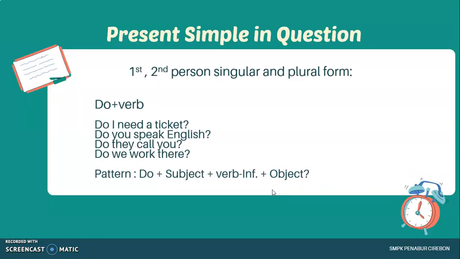Next, present simple in question. You need to know that in negative and question, we need an auxiliary. What is auxiliary? That is one of the auxiliaries in present simple: do. Auxiliary means helping words to make negative and interrogative. Here are some examples. Do I need a ticket? Do you speak English? Do they call you? Do we work together? So whenever you want to make a present simple question, you have to put the auxiliary first at the beginning of the sentence, followed by the subject, a verb infinitive, and then object.